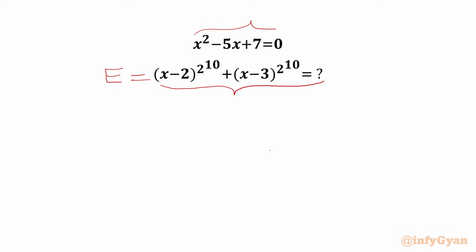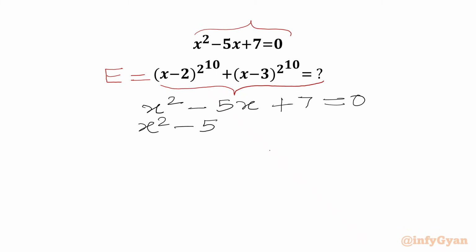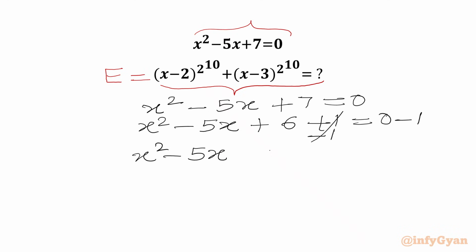Now we will begin with our known quadratic equation. So I need to write here x² − 5x + 7 = 0, which we will write as x² − 5x + 6 + 1 = 0, since 7 can be written as 6 plus 1. Now we will subtract 1 from both the sides. So plus and minus 1 will be over from LHS. We will get x² − 5x + 6 = −1.